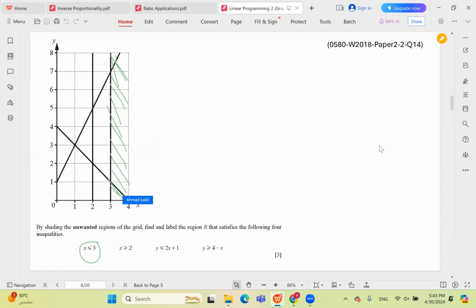And it should be greater than 2. So it should also not be less than 2. So let's shade to the left of 2. I'm doing it rather quickly here. I hope you're following. We're just shading to the left of x equals 2.